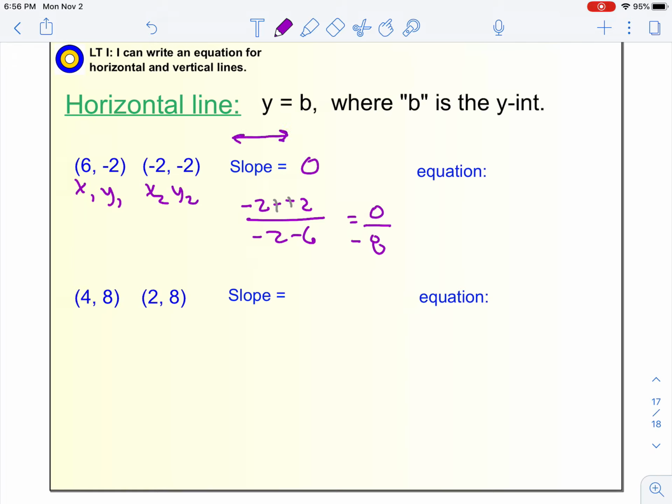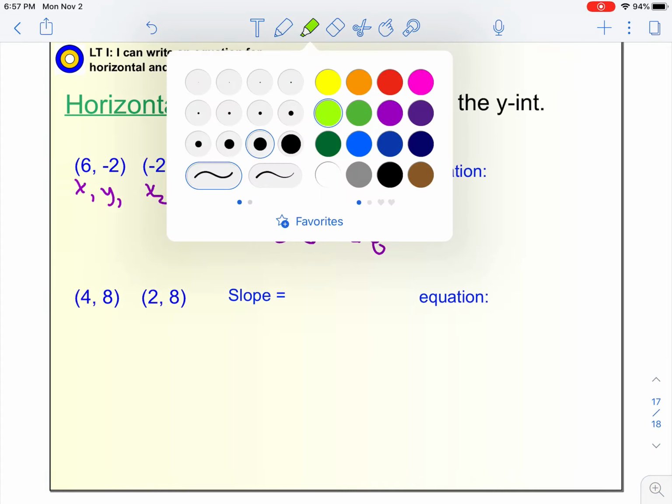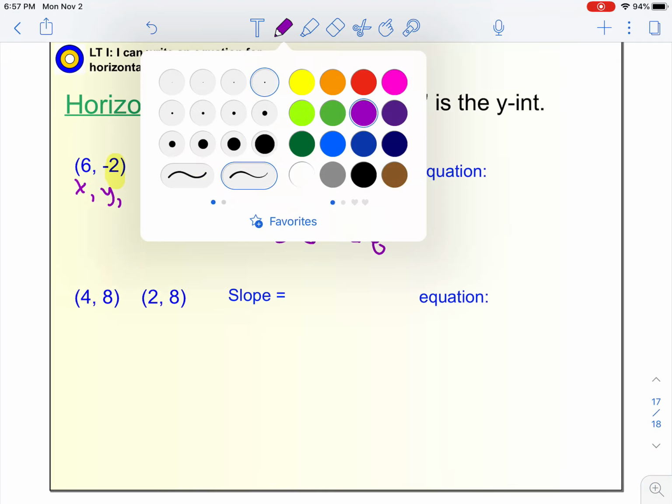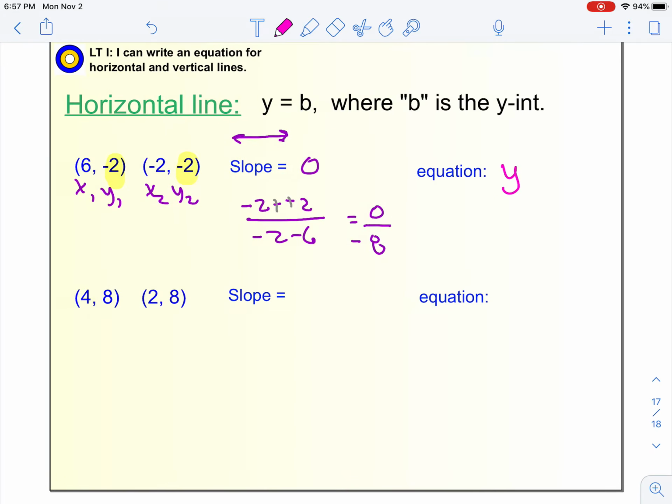So what kind of lines have a slope of 0? Well, horizontal lines have a slope of 0. So they're going to go through which axis? They're going to go through the y-axis. And again, notice that the y values are the same here. So the equation is simply going to be y equals -2. Okay, you try the next one. You see if you can figure out what the equation would be.